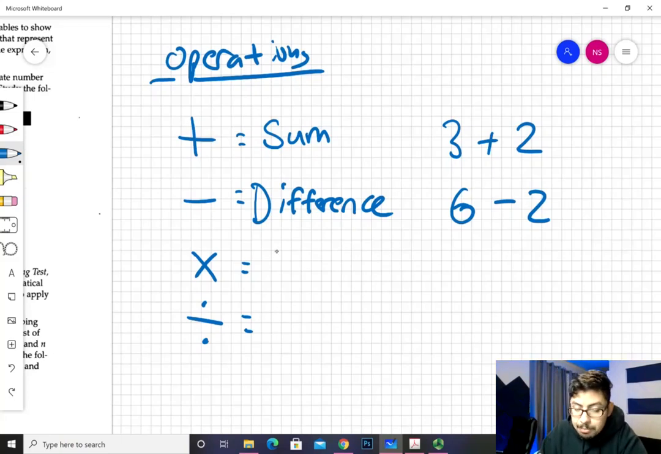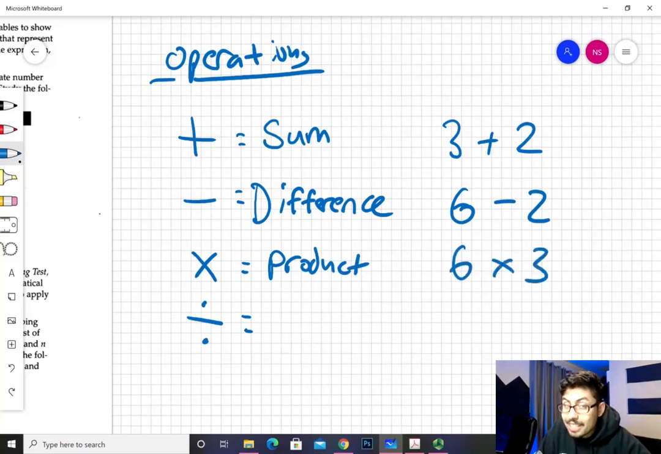Times. What is times? You guys might think multiply. No, that's just the operation's name, right? That's the actual symbol. That's the actual operation. I get it. But in the word problem format, the way it's going to come across is product. What is the product of 6 and 3? It's asking you, what is the answer of a multiplication problem of 6 times 3?